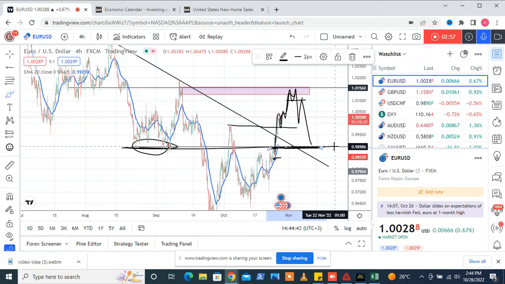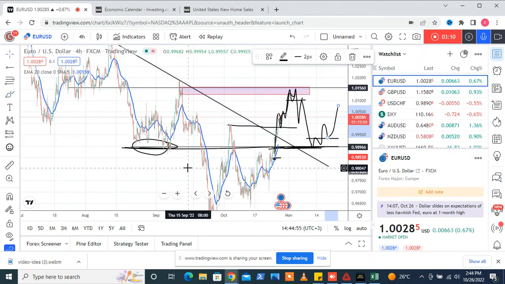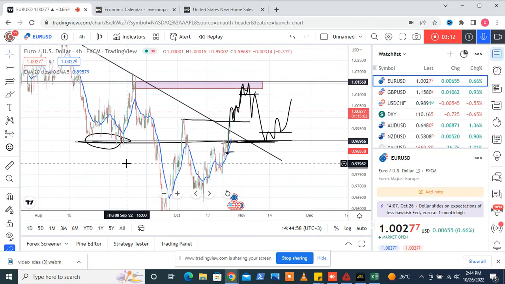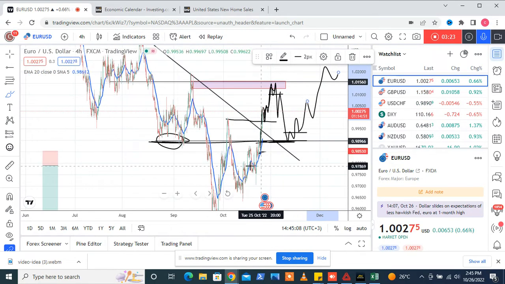You put your TP here, because from here, if we see rejections, something like this, just know now Euro is about to change the trend. Because remember, we were going down. If we see something like this, the market doing this, you'll wait for this break and retest, and then we'll be going long. Why?